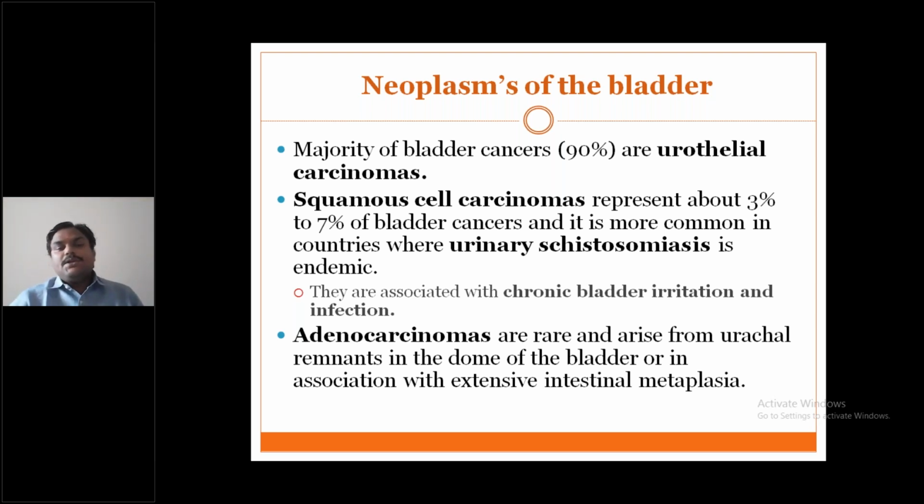Okay. Sometimes adenocarcinomas are rare. Actually, they arise from urachal remnants in the dome of the bladder, or in association with extensive intestinal metaplasia. Sorry, I told this regarding squamous cell carcinoma, but that is not correct. From urachal remnants, what you get is adenocarcinoma. So squamous cell carcinoma is in association with urinary schistosomiasis. I want to correct myself. Okay, so adenocarcinomas arise from the urachal remnants in the dome of the bladder.